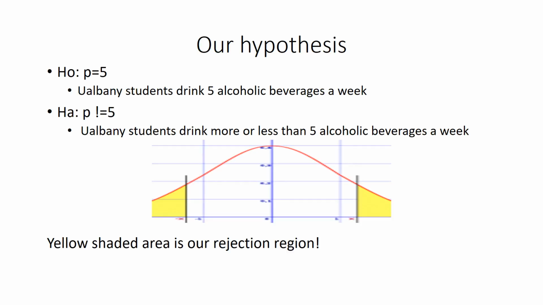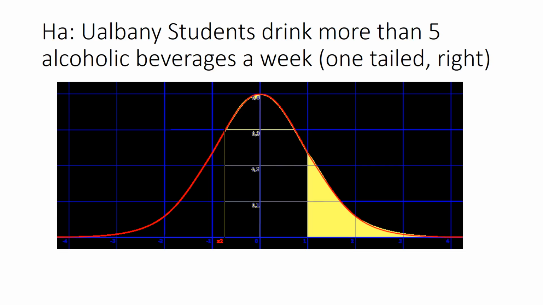Now, just to play devil's advocate and to give you all a little bit more in-depth understanding about hypothesis testing in the two-tailed and one-tailed settings, we could have set up an alternate hypothesis that UAlbany students drink more than 5 alcoholic beverages a week. And we call this a one-tailed right test, because we're saying more than 5 alcoholic beverages a week. We're looking at this rejection zone, this yellow shaded area that's to the right. So if our z-scores that we calculate our p-values from are over here, then we're going to reject our null hypothesis. If they're anywhere in this area, then we fail to reject.